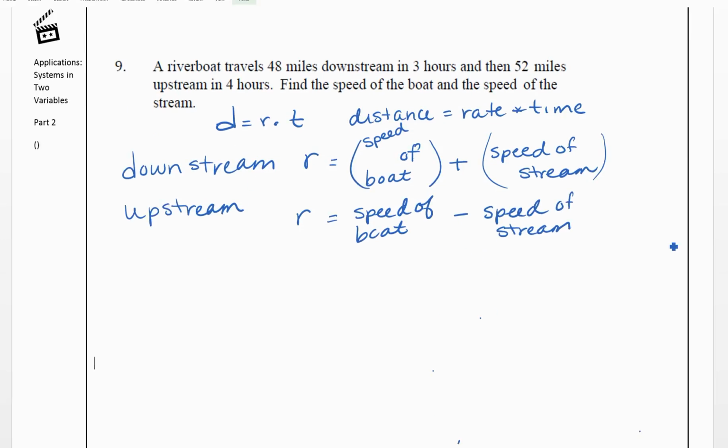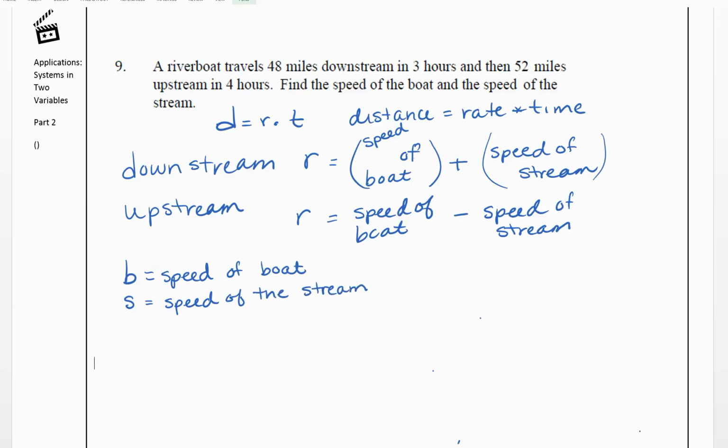Okay, so our problem says a riverboat travels 48 miles downstream in 3 hours, then 52 miles upstream in 4 hours. Find the speed of the boat and the speed of the stream. Okay, so first of all, let's define our variables here. Let's let B be the speed of the boat and S be the speed of the stream.